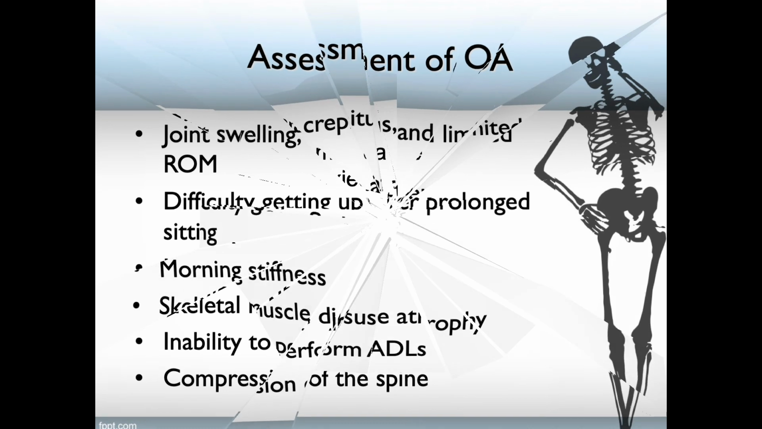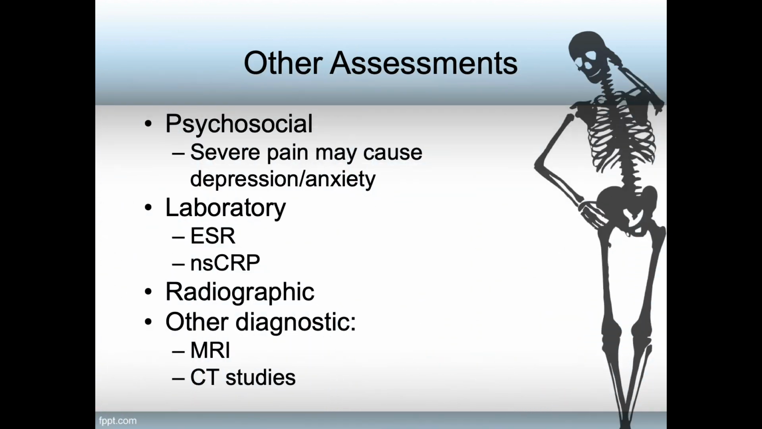Other assessments include assessing the psychosocial status of your patient, because the severe pain may cause depression and/or anxiety, and doing a laboratory test for either an erythrocyte sedimentation rate, or ESR, or an hsCRP, that is a high sensitivity C-reactive protein level. Look for radiographic changes, which will show the bone deformities. Other diagnostic tools include MRI and CT studies, again, to look at the anatomy of the body.